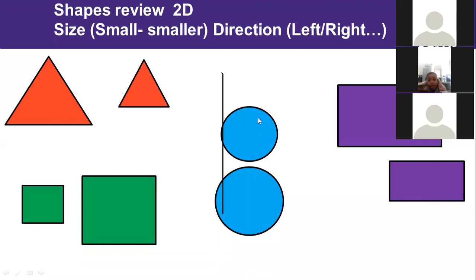It is on top. The small circle is on top, or above, the big circle. Well done. Now let's look at the rectangle.